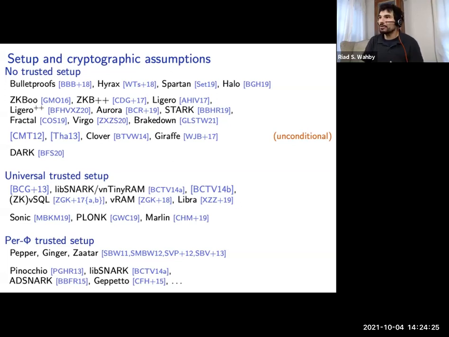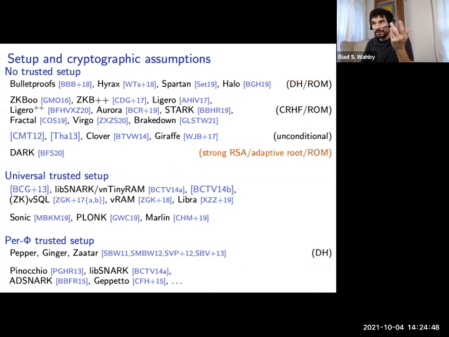If we go to something like the MPC in the head or IOP or some of the polynomial commitment scheme based systems, those rely on collision resistant hash functions. And if they're non-interactive, generally they rely on the random oracle model. Some systems like Bulletproofs and Hyrax and Spartan and Halo and others rely on the Diffie-Hellman assumption, and also for non-interactivity, the random oracle model. Dark gives polynomial commitment schemes from the strong RSA assumption and related assumptions, and again, the random oracle model.